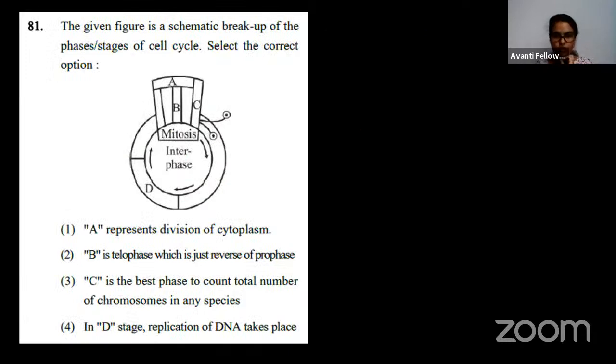Okay. So I'll read this question for you. The given figure is a schematic breakup of the phases or stages of cell cycle. Select the correct option. Okay, so this is the diagram. Please have a look at this diagram. And here options are: A represents division of cytoplasm, B is telophase, which is just reverse of prophase, C is the best phase to count total number of chromosomes in any species. In D stage, replication of DNA takes place. Okay, so these are the options.